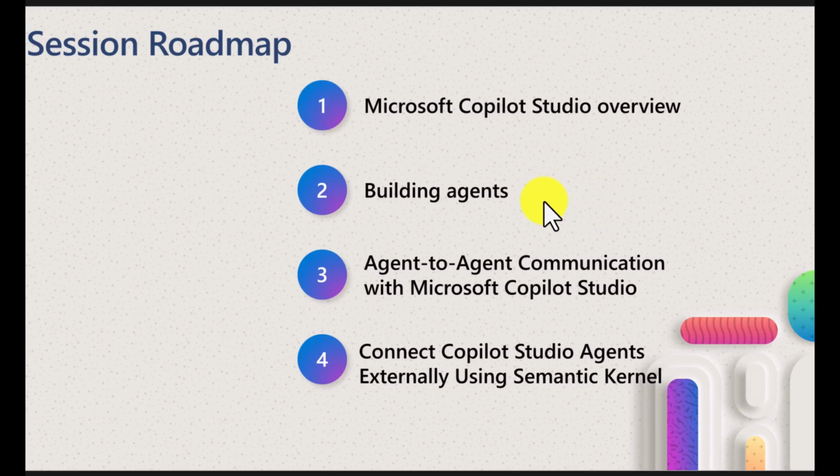Then we will dive into agent-to-agent communication, how different agents within Copilot Studio can interact and collaborate with each other. Finally, we will learn how to connect Copilot Studio agents externally using Semantic Kernel, enabling more advanced orchestration and integration with other AI-powered systems. By the end of this session, we will have a clear idea how to create, connect, and extend smart agents using the Microsoft AI ecosystem.